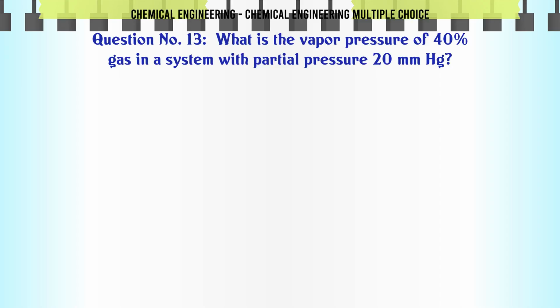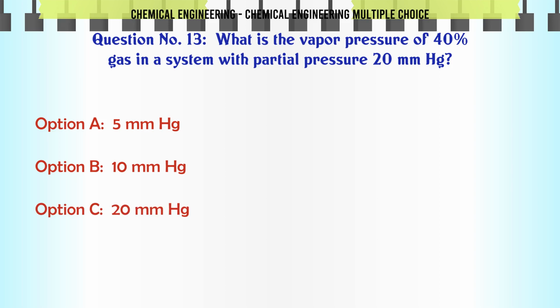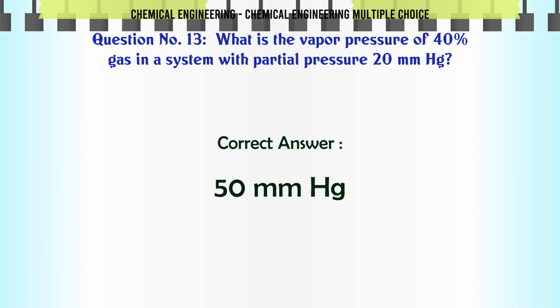What is the vapor pressure of 40 gas in a system with partial pressure 20 mm Hg? A 5 mm Hg, B 10 mm Hg, C 20 mm Hg, D 50 mm Hg. The correct answer is 50 mm Hg.